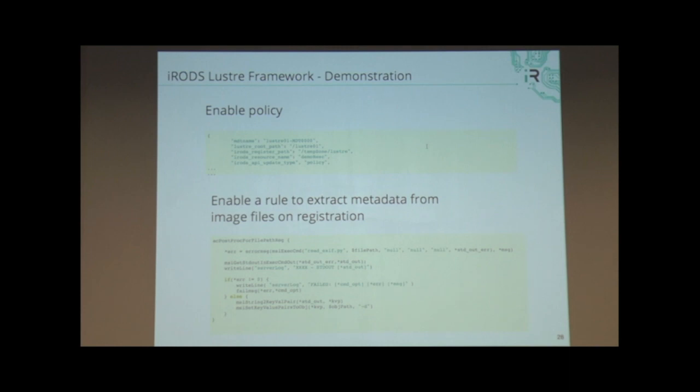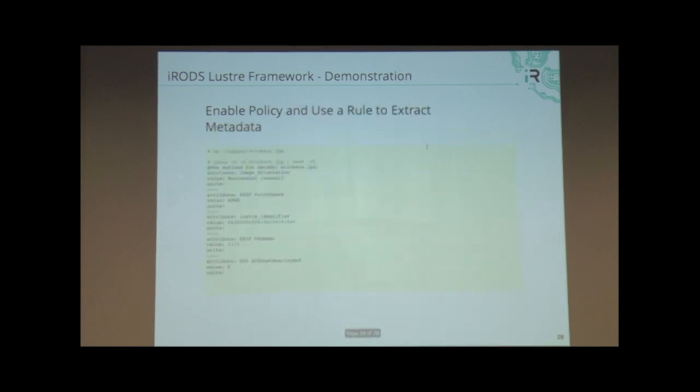It's not the best example because I'm doing an msiExecCmd, which runs an external Python process to get the metadata. In a real system, I would use the Python rule engine and write everything directly in Python or C++ or whatever. But this is just a demo of how you can automatically get metadata from objects that are ingested in iRODS.